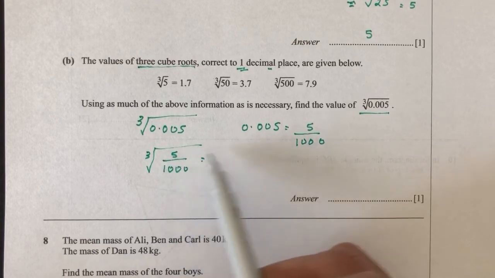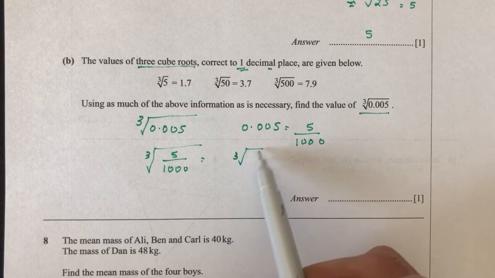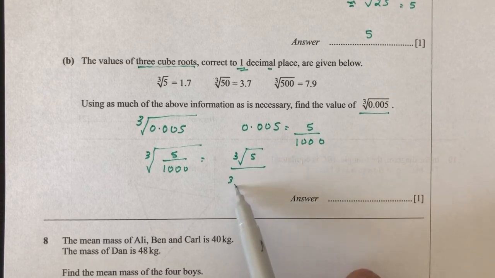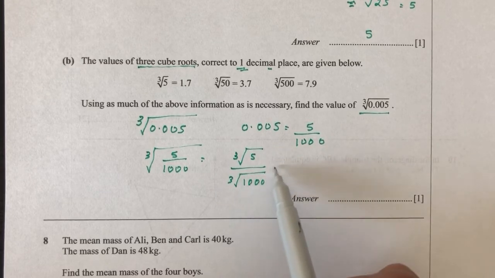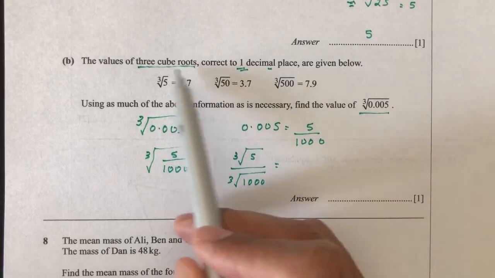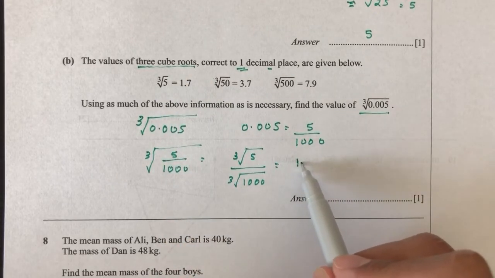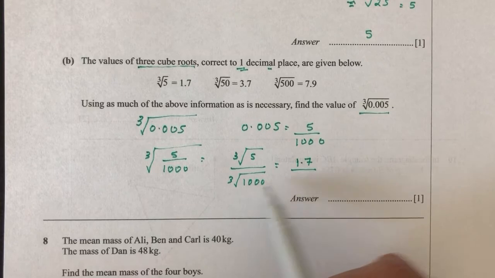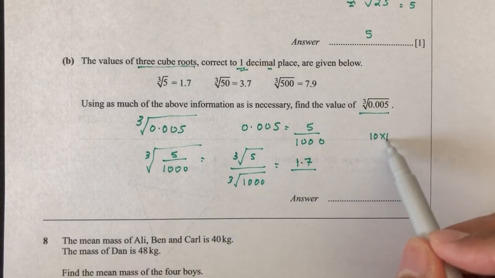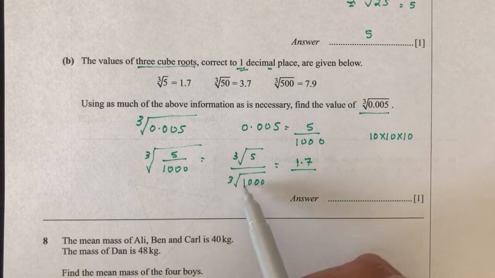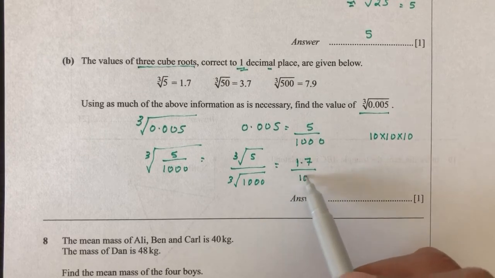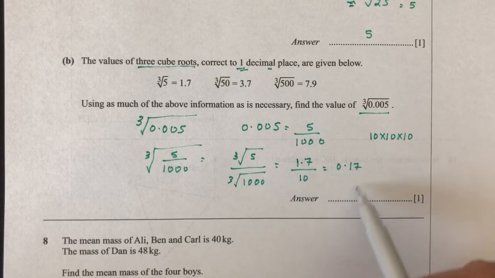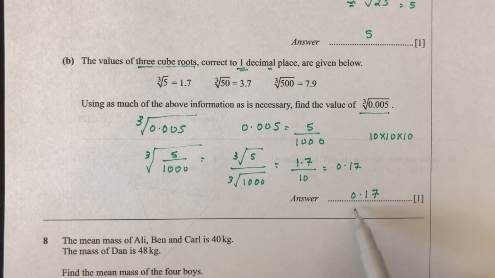So now let's break it down. So it becomes cube root of 5 divided by cube root of 1000. So here we know that already this is the value, which is 1.7 divided by, so we know that 10 times 10 times 10 is 1000. So this becomes 10. So 0.17 will be your answer for part B.